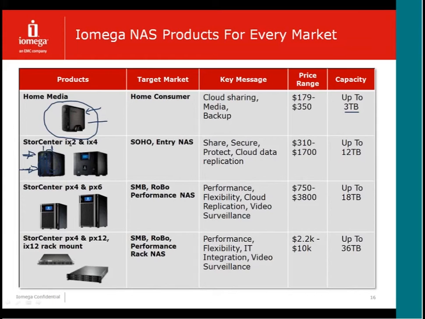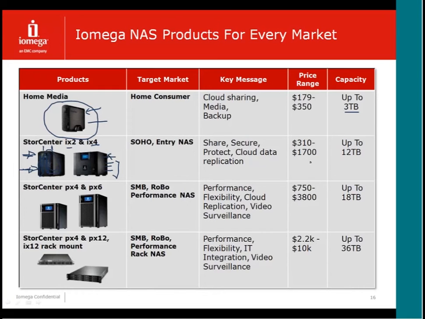iX2 and iX4, the difference between these two is 4 drives in the iX4. 4 drives allows you to do what's known as RAID 5. RAID 5 gives you a level of redundancy so that if a drive fails, you've still got access to your data, but it makes use of 4 drives, and you get basically 3 drives' worth of data storage. So great for a power home user, maybe entry-level business, small business. It starts at 2 terabytes, scales up to 12 terabytes in these two models, anywhere from just over $300 to about $1,700.